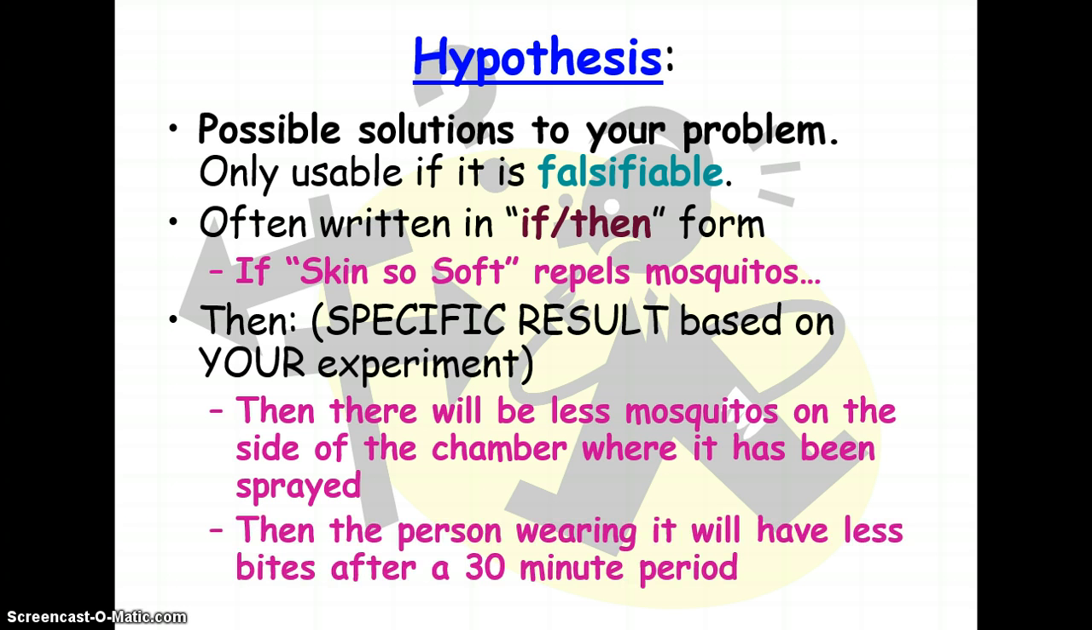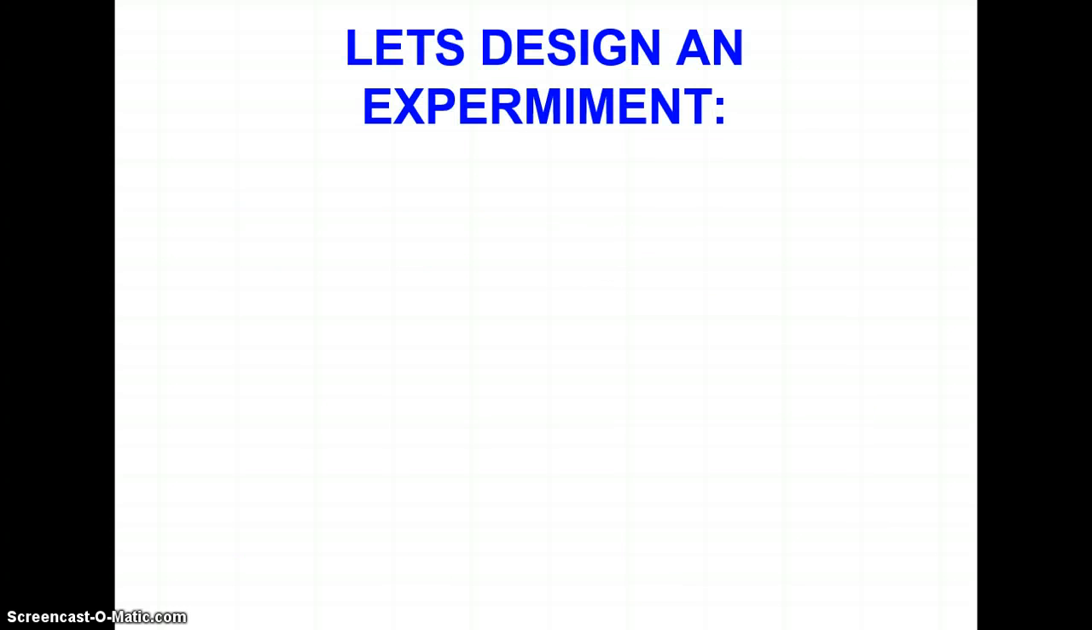Somebody in class came up with a different one. What if we sprayed Skin So Soft on one person, and then we didn't spray it on another person, and then we counted after a certain amount of time how many bites each of the people had? That would also be a valid experiment, and we would know that if the person had less bites, that would tell us that indeed Skin So Soft did seem to repel mosquitoes.